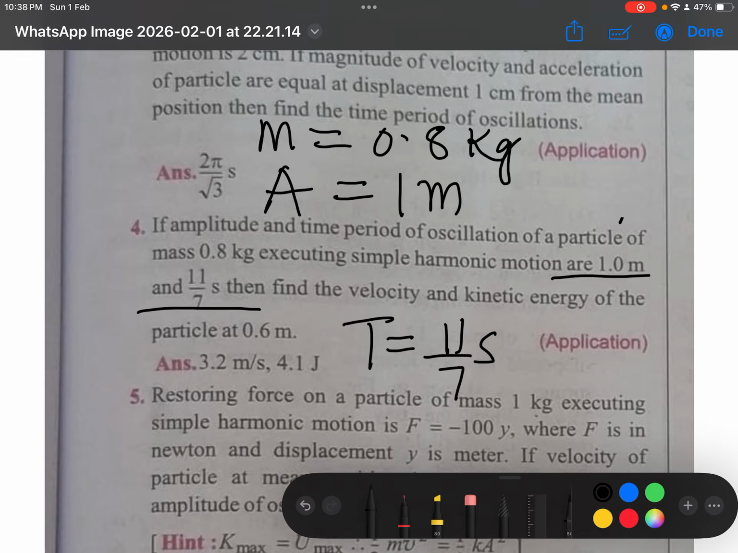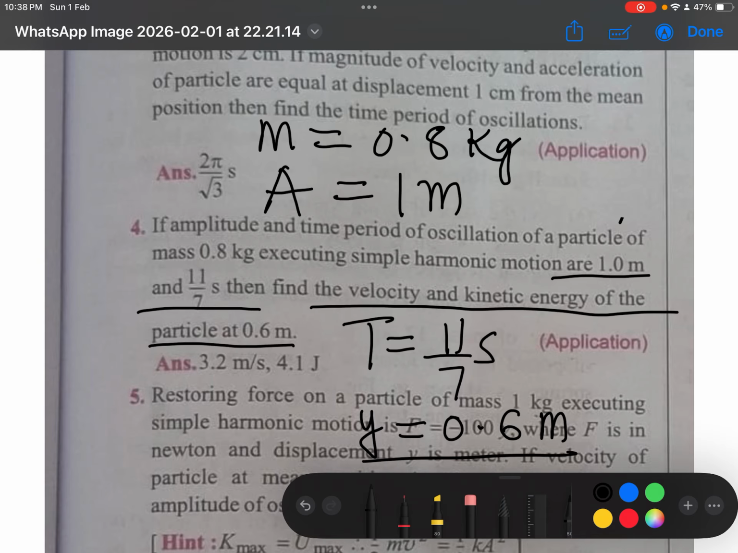You have to find the velocity and kinetic energy of the particle at 0.6 meter, meaning when the particle is 0.6 meter from the mean position. When the value of y is this, you have to find the velocity and kinetic energy. So see here, all of you see.